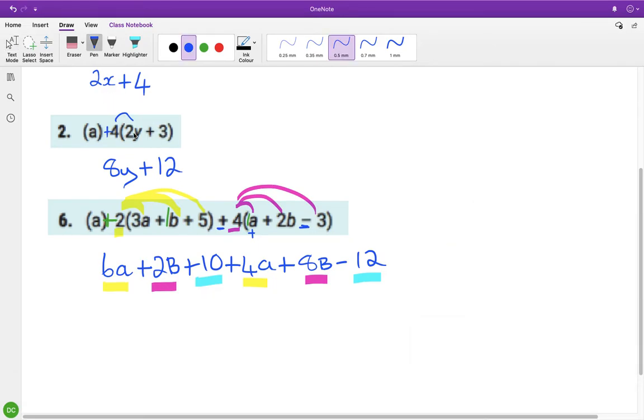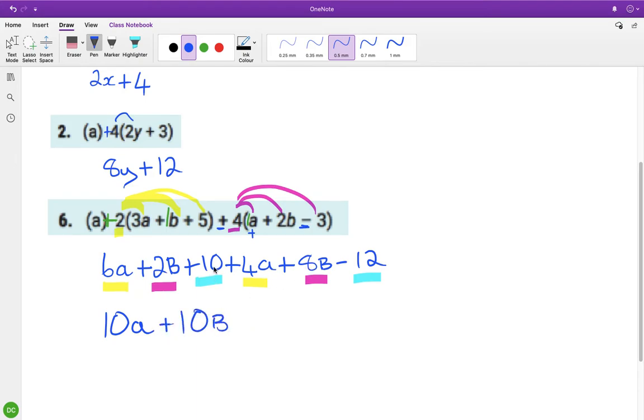Okay, so the 6A and the 4A, 6 and 4 is 10, and the family is A. The 2 and the 8 makes a positive 10, and the family is B. And then 10 and minus 12 is minus 2, and it's just constant.